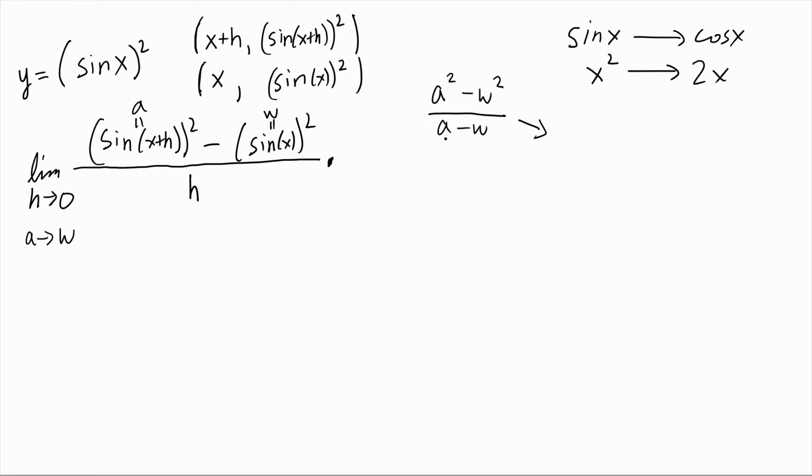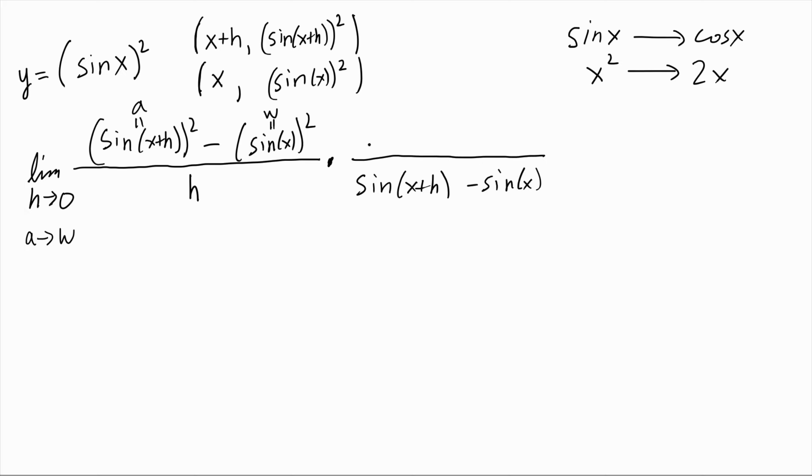All right. So thinking about what we want to do, why don't we just divide by a minus w? We already have a squared minus w squared, so why don't we just divide by it? So divide by a minus w, which is, so we got sine of x plus h minus sine of x. But if we divide by it right here, we better multiply it by it as well. And we're going to see a crossing action here.